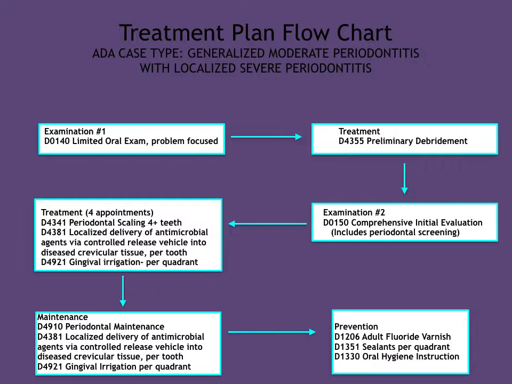We will follow up with prevention, D1206, which is an adult fluoride varnish. Assess for D1351, which is sealants per quadrant. And always provide D1330, oral hygiene instruction, to make sure the patient is compliant and understands good oral hygiene.